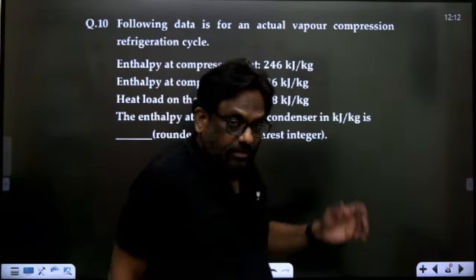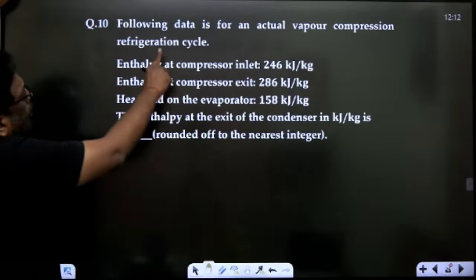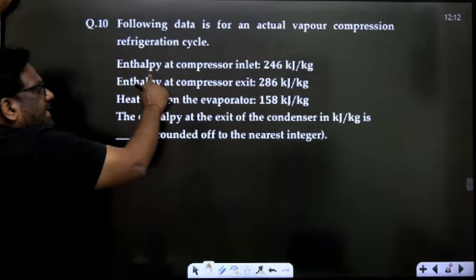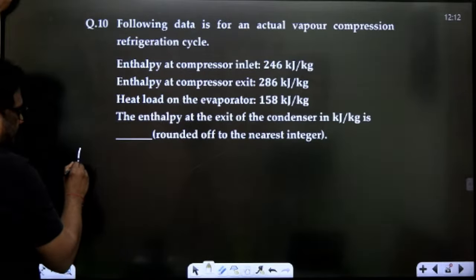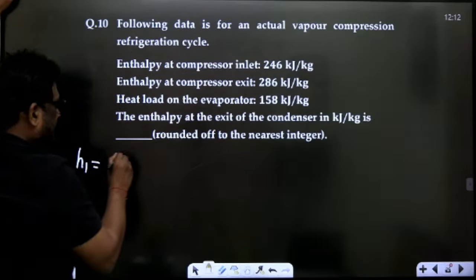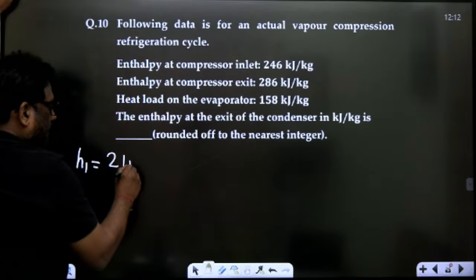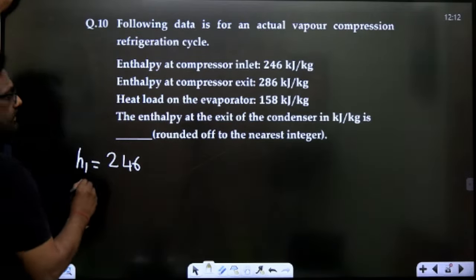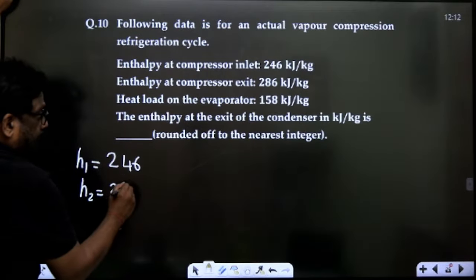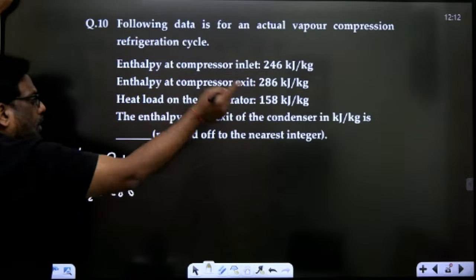Yes, they will ask this question. The following data is for an actual vapor compression cycle. The enthalpy at the compressor inlet, can you tell the meaning of this? Enthalpy at the compressor inlet is 246. The enthalpy at the compressor exit is 286. The heat load on the evaporator.